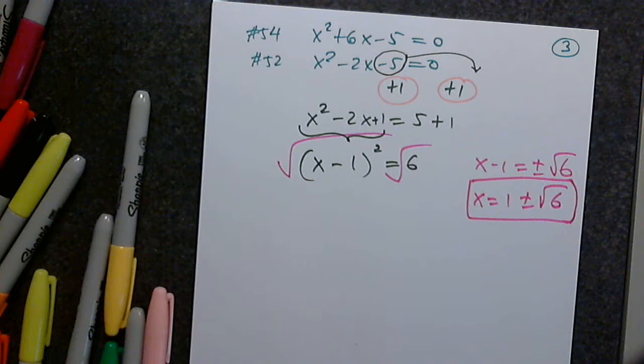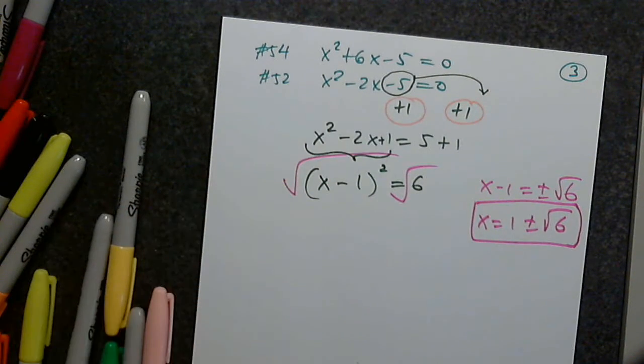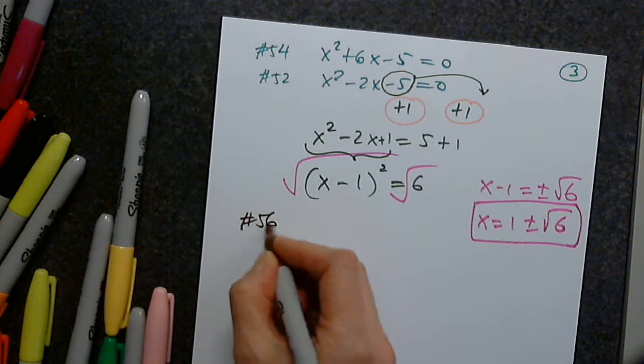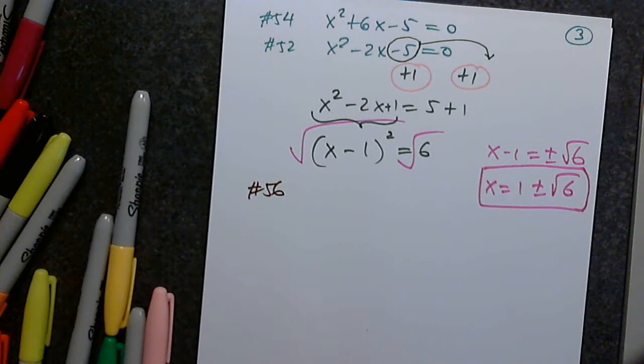Any questions on this? That was number 52. Of course, if the middle term is not divisible by 2, then we're going to encounter a fraction. I think we should look at one. So let's say problem 56, on the same page, 167.